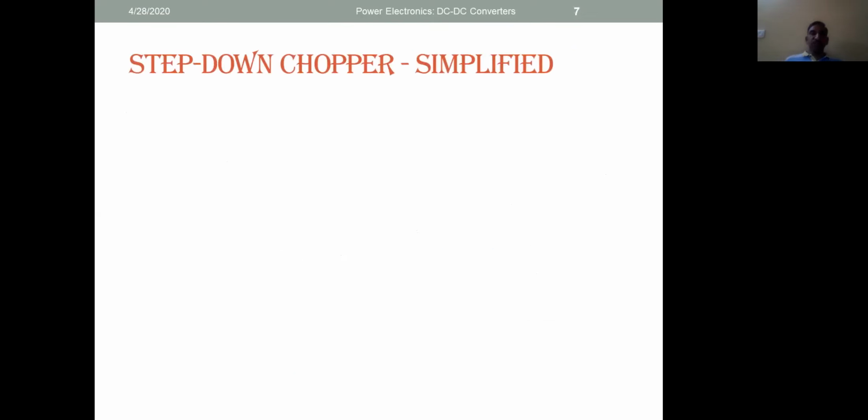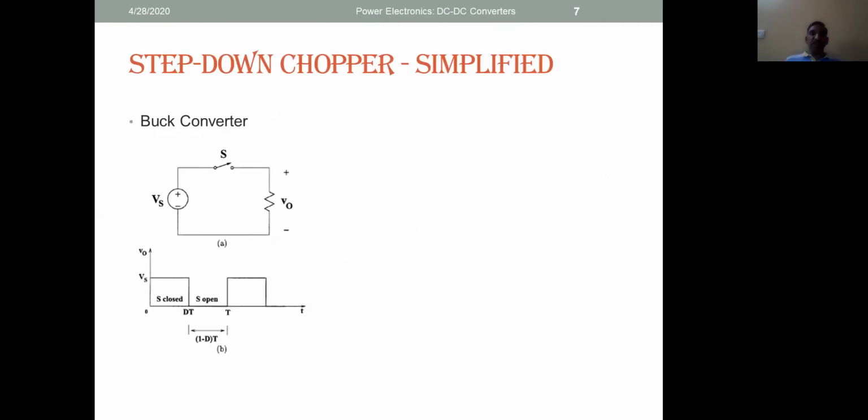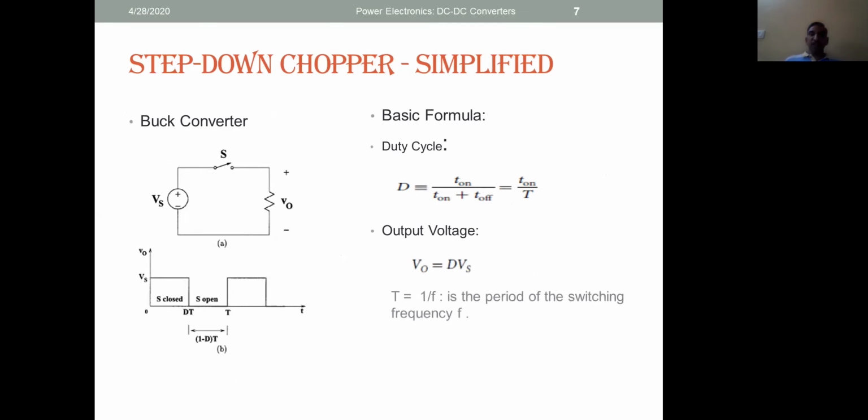Now, once the step down chopper is realized, to represent it in a simple manner, by using this scheme, the switch control part is eliminated or not shown here for simplicity. Open and close switch and its waveform, duty cycle, in order to illustrate these formulas.